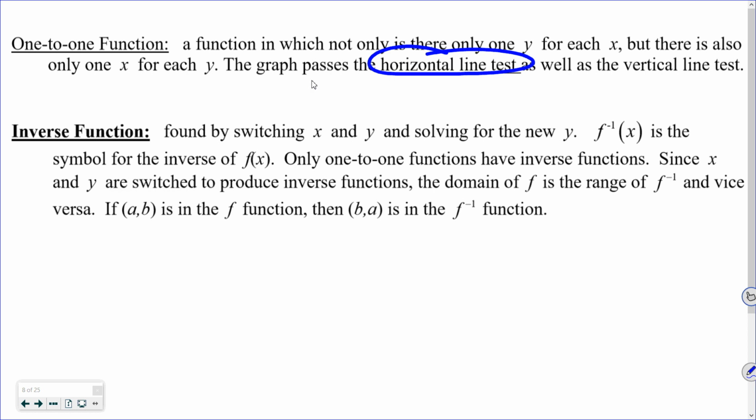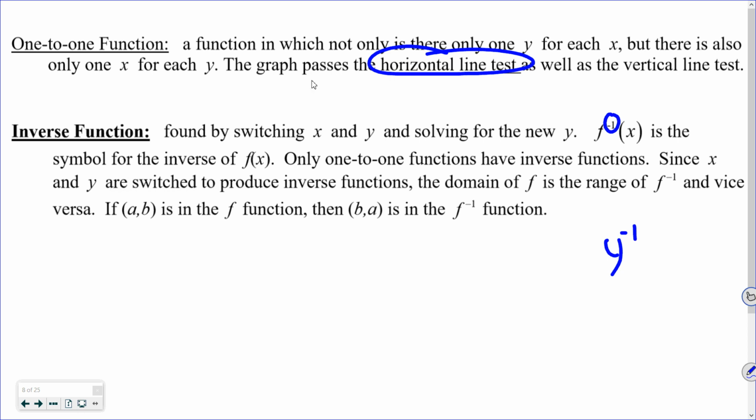An inverse function. When you find an inverse function, you take the x and the y and you switch them, and then you solve for the new y. The notation, if I want to say the inverse of f of x, I use that little minus. That's not an exponent, that's saying the inverse of f of x. You can actually also do this. You can say the inverse of y.